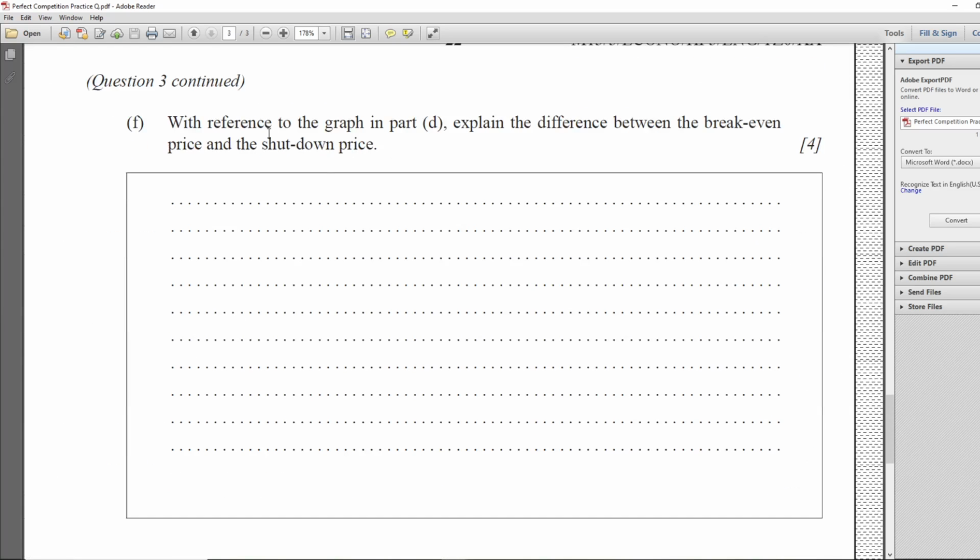Explain the difference between the break-even price and the shutdown price. So how do you explain it? Come on. What is the difference? Can you quickly type the answers in the chat box?